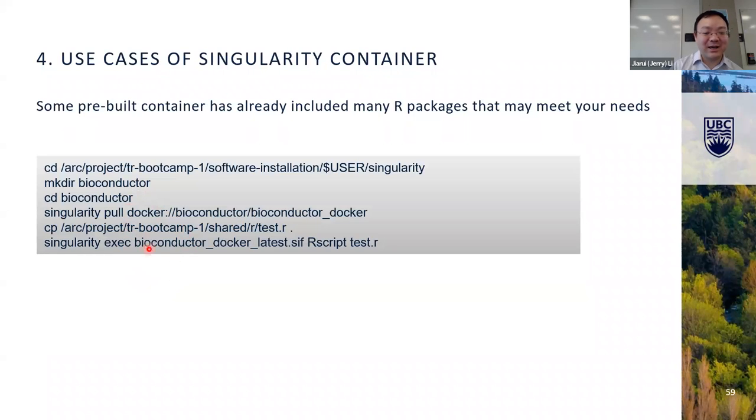This is the use case. If you want to use, for example, the Bioconductor container, you pull the container from Docker. This container already has Bioconductor installed, and you can run some R script, which I put in this directory. So you can just copy and paste to play with it.